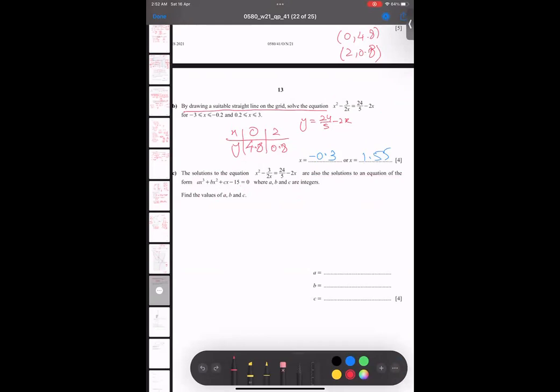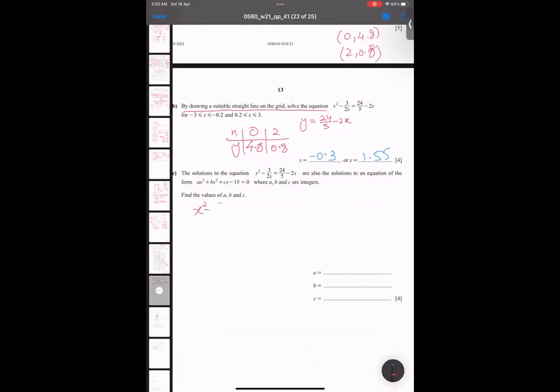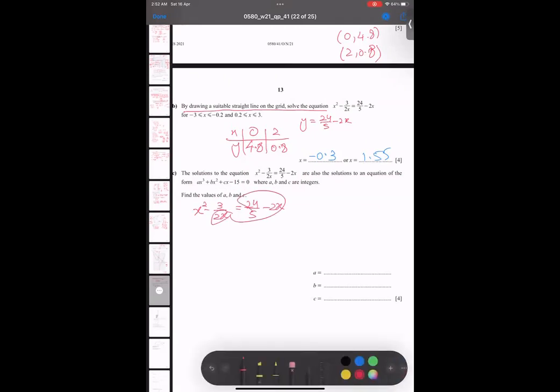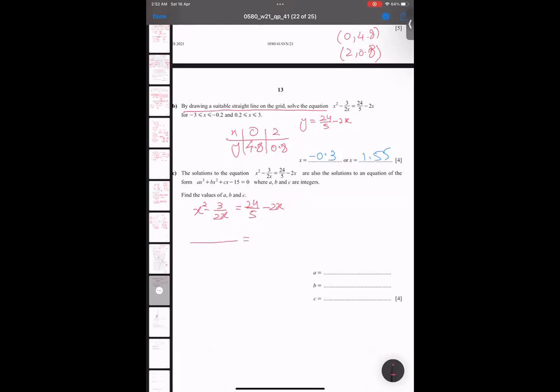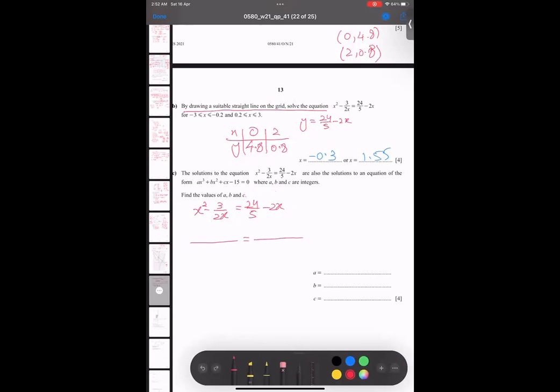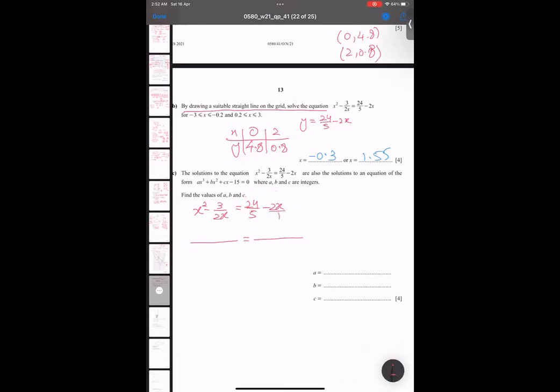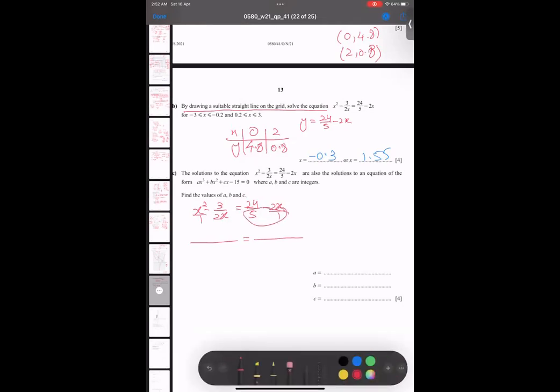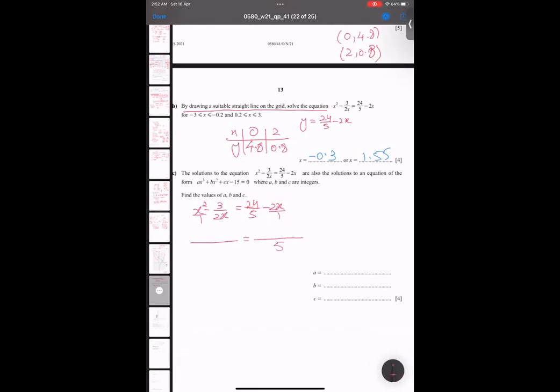For example, how? x to the power 2 minus 3 over 2x equals 24 over 5 minus 2x. Can I cross multiply there? No way. I have to make a single fraction. And what is a single fraction? Take the LCM on the left side and similarly take the LCM on the right side. What is the LCM here? 5. Because under 2x there is nothing, so I'm writing 1. Under x squared nothing, I have a 1. And 1 and 5, what is the LCM? All of you know it is 5.